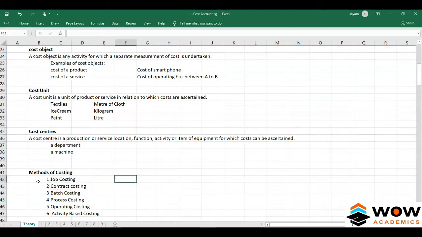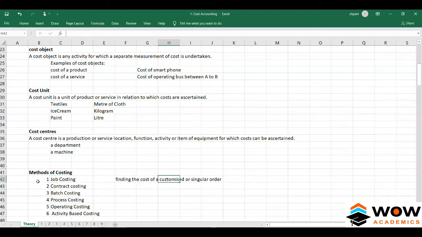Job costing means you're trying to find out the cost of a customized, singular order. For a single order, or for a customized order, you are trying to find out a cost. Job costing is used where one product to the next product are not the same, or one service to the next service, they are very, very different.